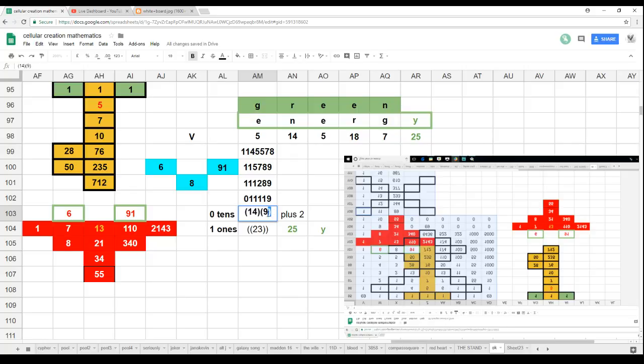Now, if you add 14 and 9, you get 23, but you're going to have 2 sets of brackets. If you plus 2 to 23, you get 25. So hidden in green is a Y. Y is the 25th letter. You add it onto the back of the changed around characters that spell green, and you get energy.